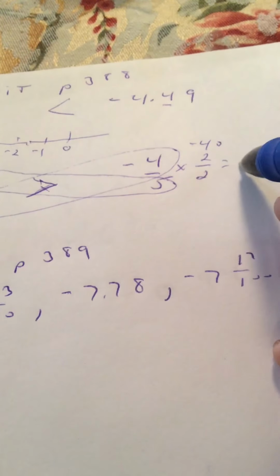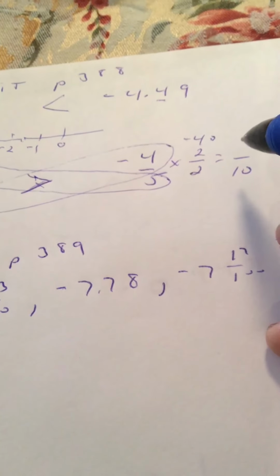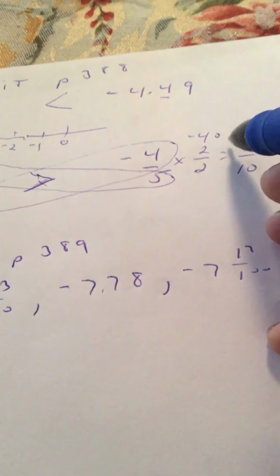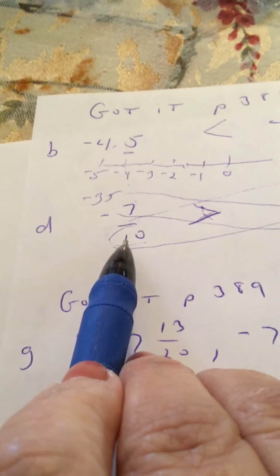If I needed a decimal value on this one, or a like fraction, -8/10 versus -7/10.